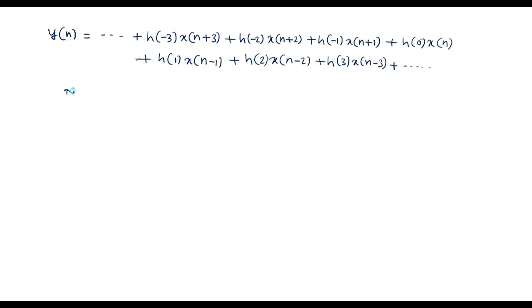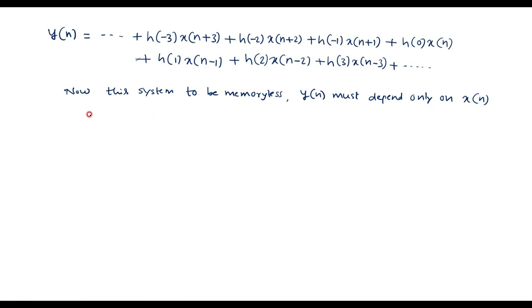So now, for this system to be memoryless, the output y of n must depend only on x of n and cannot depend on x of n minus k at k not equal to 0.